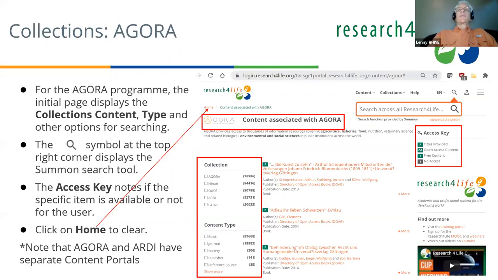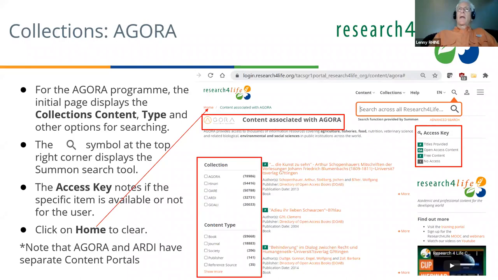Agora is displayed. You see it says Agora, content associated with Agora. You can click on Home to eliminate this. The key things are in the left column: you have collections, content type, and a whole series of filters. The other key thing is the access key box. You see the P for titles provided, and OA for open access content.